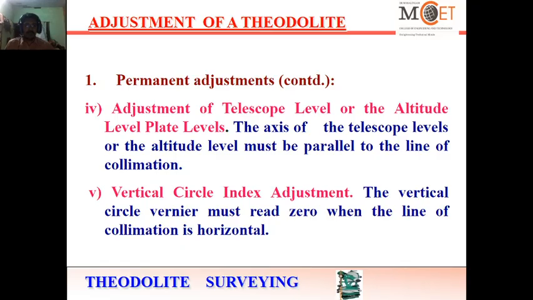The vertical circle vernier must read 0 when the line of collimation is horizontal. When you set the telescope exactly, 0 0 in the vertical vernier scale, and the bubble should also be at 0 in proper center, it should be matched, right? So these are the things to be seen very cautiously. If not, these adjustments have to be made properly, but only by a skilled person. Just like that, if you do it, the instrument will get totally dismantled, right?